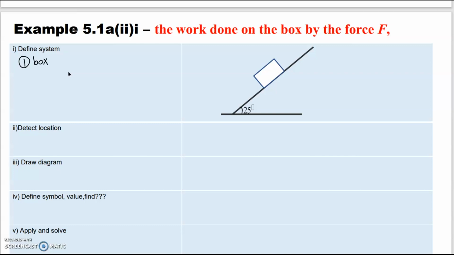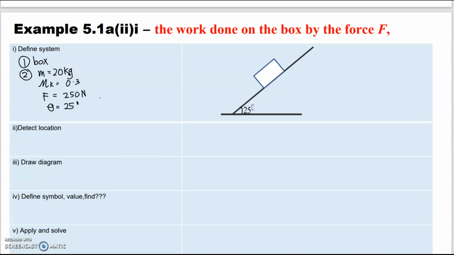And then the second one, we have to find out all the information given to us. So it consists of m is equal to 20 kg, and then we have mu k, because it is regarding the rough surface, is equal to 0.3, and we have the force applied horizontally, which is 250 Newton. And the angle of the incline is 25 degree.